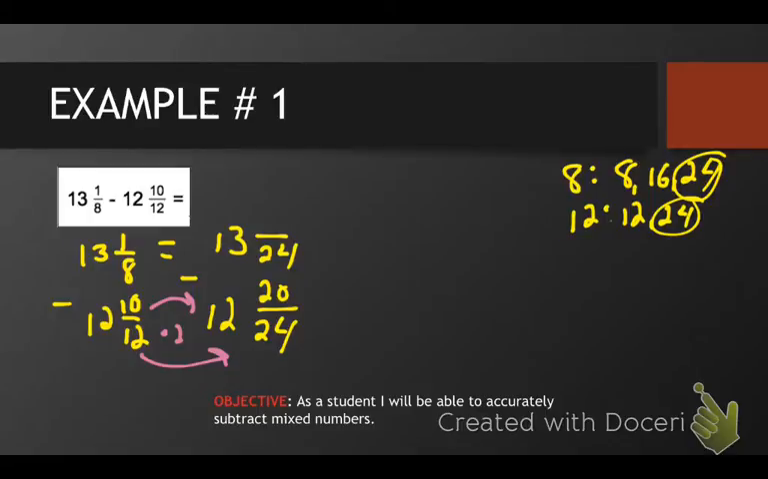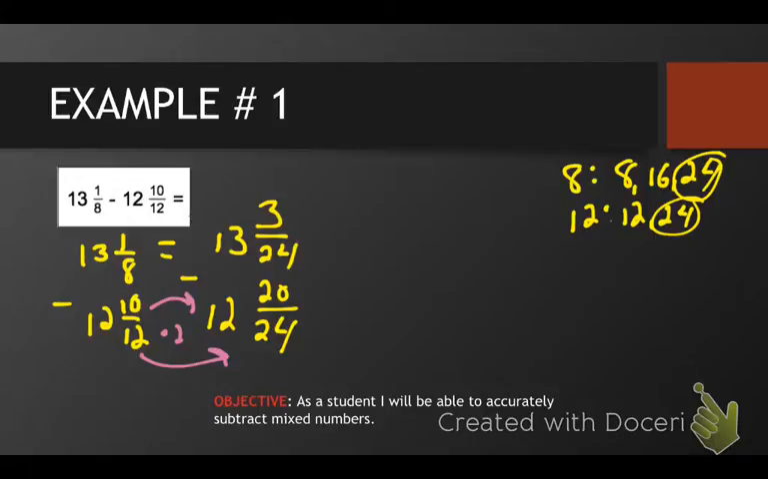Okay. Same thing with the top. How does 8 become 24? Well, we multiply by 3. Do it to the bottom, we must do it to the top. 1 times 3 is 3. Okay. So now if we look right here, we have 13 and 3/24 minus 12 and 20/24.